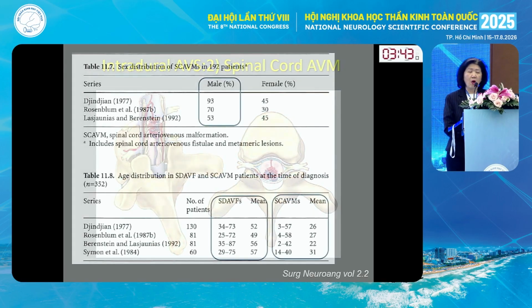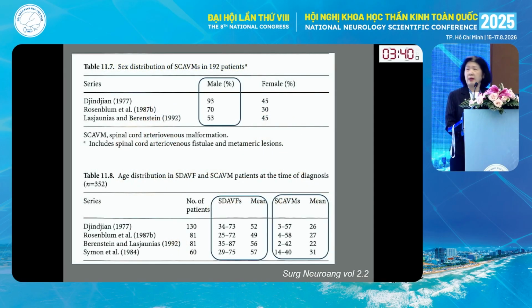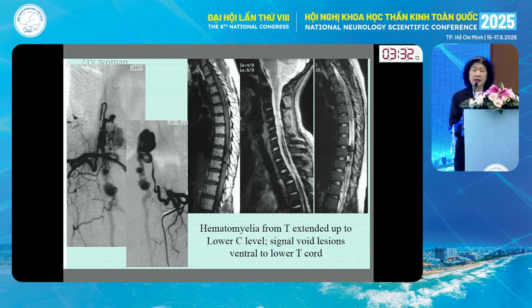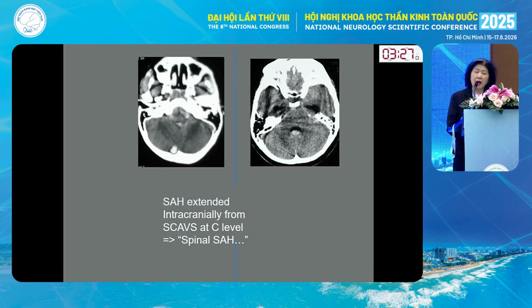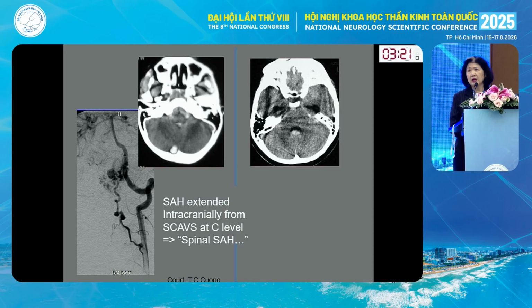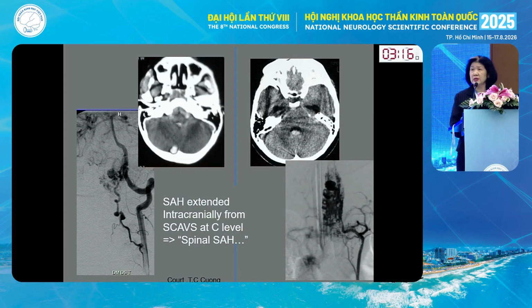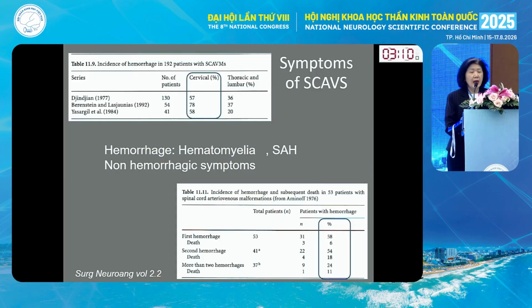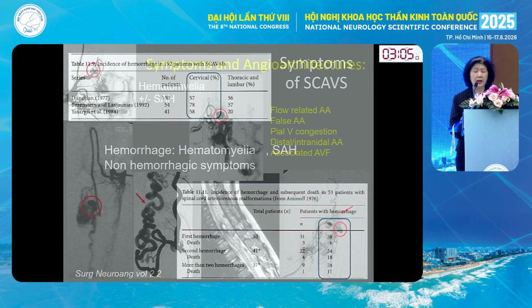Within this spinal cord malformation, the presentation is a male disease, and it's a younger age group compared to the dural shunt. The spinal cord shunt is younger. The hematomyelia can be extensive from the located area and extend up or down. It can also be subarachnoid hemorrhage. If you have subarachnoid hemorrhage in the brain and you cannot find an aneurysm in the brain, please come down and do MRI of the cervical area, because the incidence is higher in the cervical area of the spinal cord.